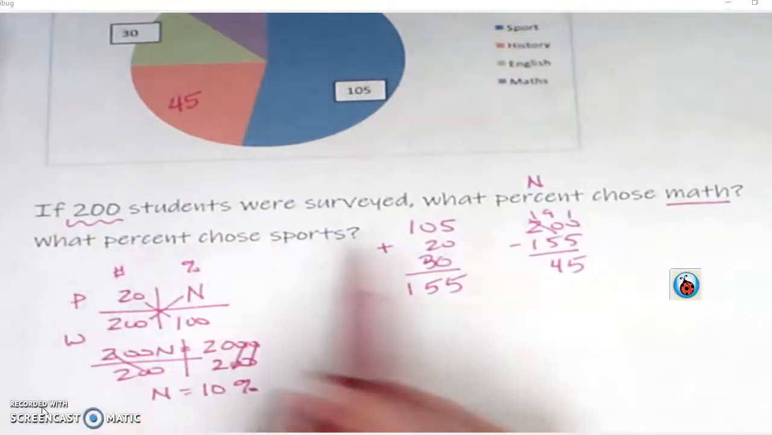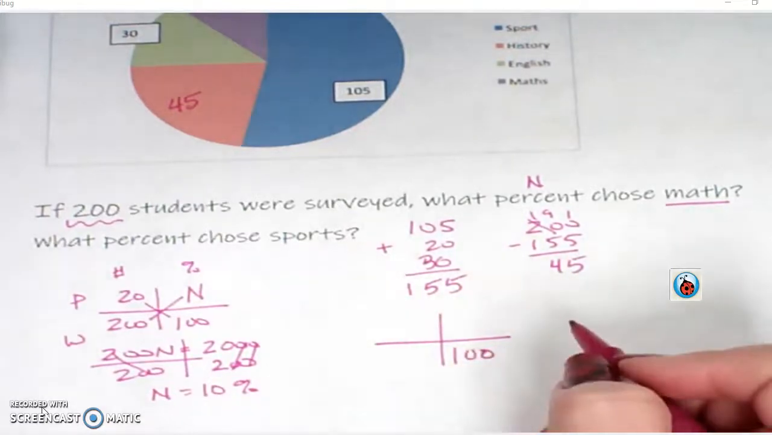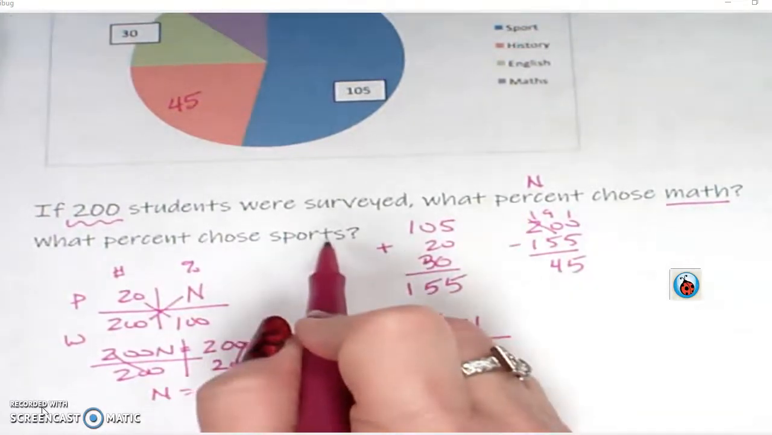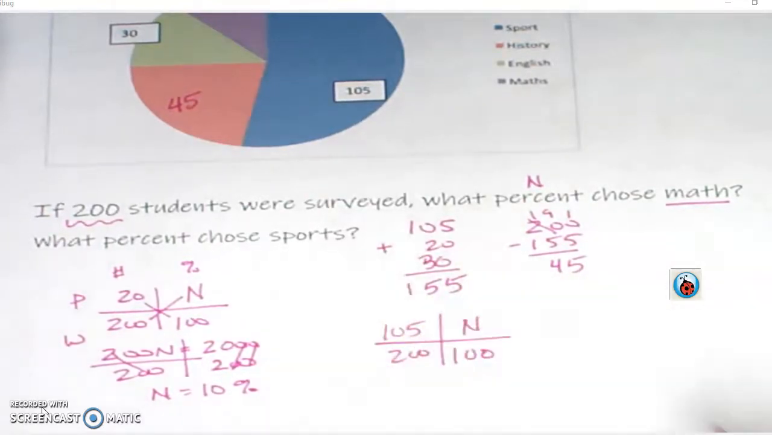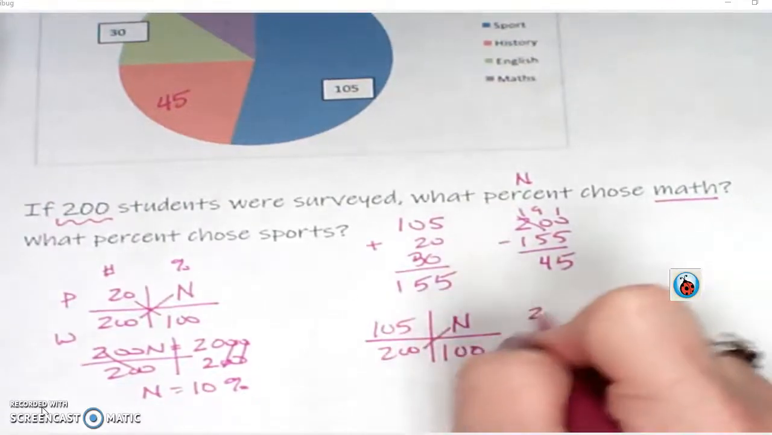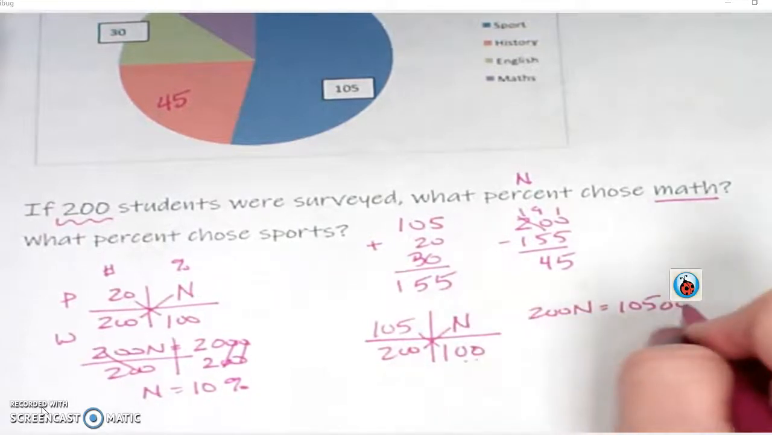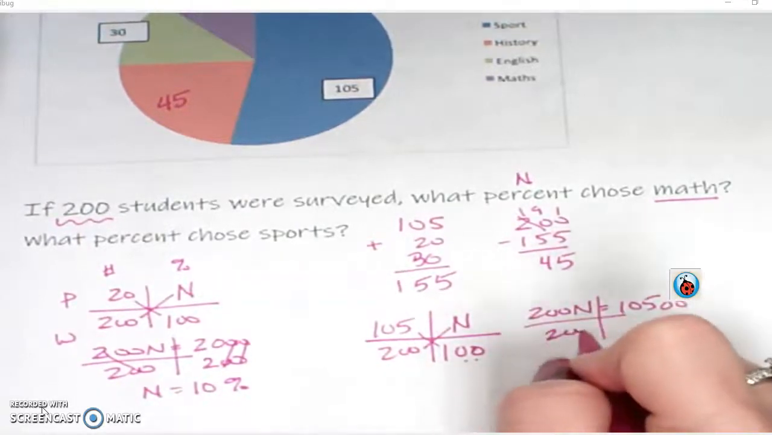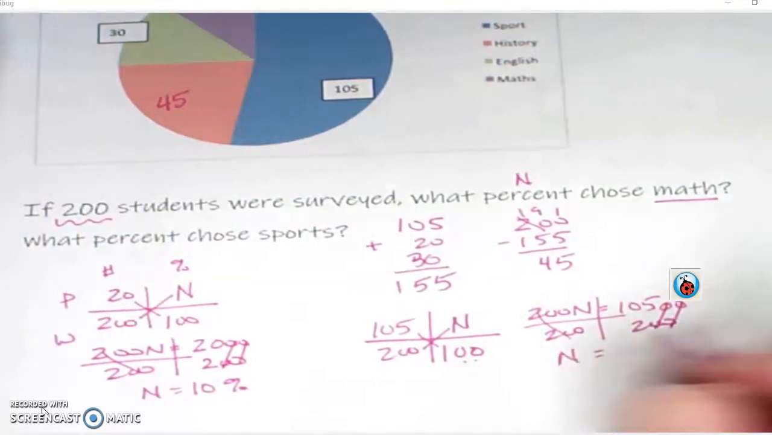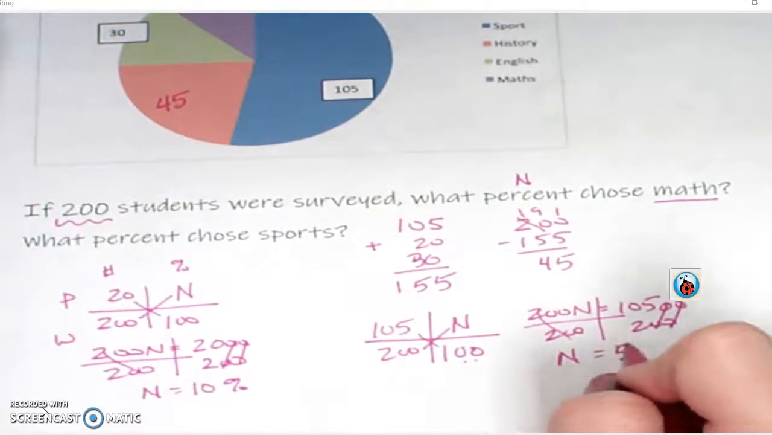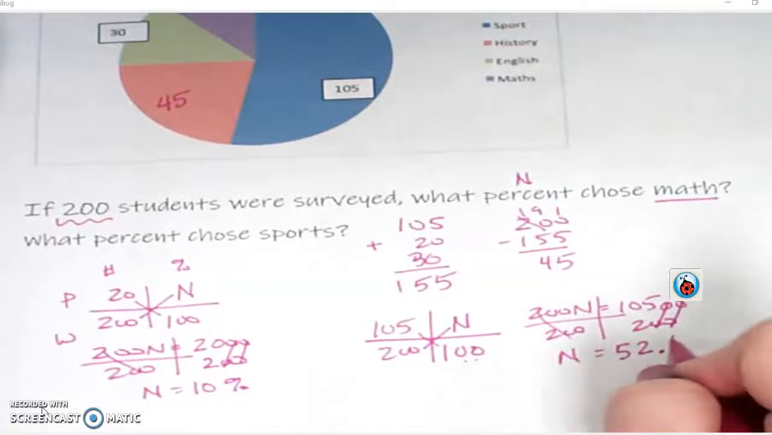To know what percent chose sports, I would do the same thing. I would draw my box. Out of 100%, I'm looking for the percent that chose sports. Sports, the number is 105 out of all 200. 200 times n is 200n. 105, add 2 zeros. Divide by 200. Cross out, cross out. 2 goes into 10, 5 times. 2 goes into 5, 2 times, that's 4 with 1 left over. So it's going to be a half.